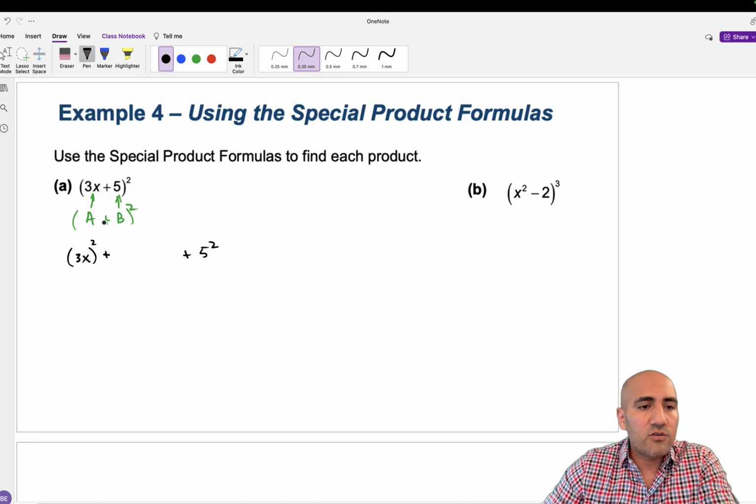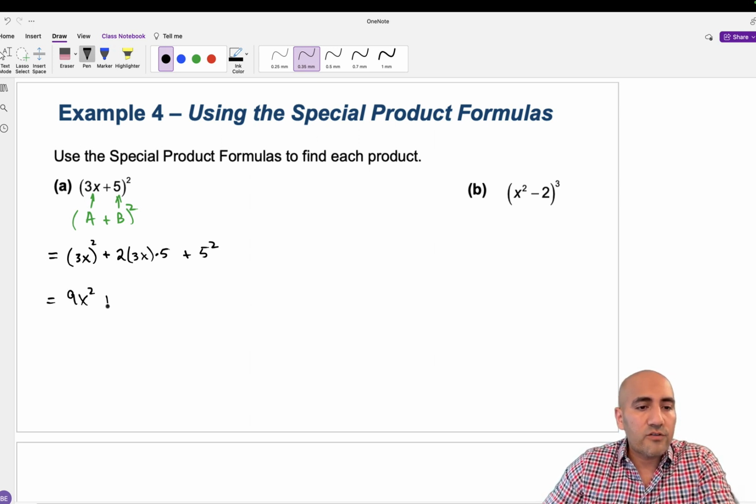It's the first term squared plus the last term squared at the end, and the middle is twice the two things that you're squaring, the two terms. Just the way I like to organize it. Anyway, this becomes 9x squared for the first term, plus 2 times 3 is 6 times 5 is 30, 30x, plus the last term, which is 25. So there's our answer.